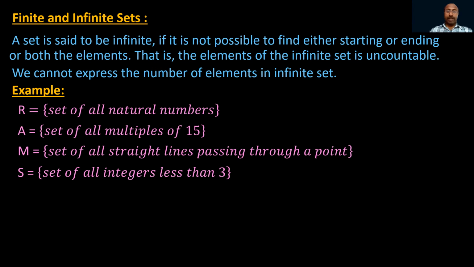There is no starting element, as the last element is 2, because the last integer below 3 is 2, and there is no starting element for this set because they are endless. So the set of all integers less than 3 is also an infinite set. Okay, so we can say set of all natural numbers, set of all whole numbers, set of all real numbers, set of all rational numbers. All these are infinite sets because they are endless.